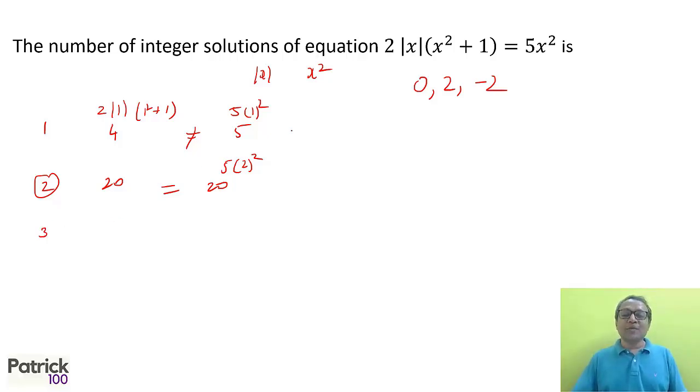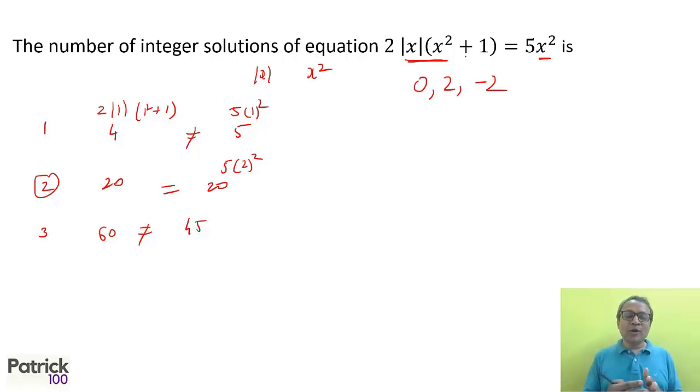If I put 3, 3 squared plus 1 is 10, 10 3s are 30, or 60 on the left hand side. Right hand side becomes 3 squared, 9 5s are 45, not equal. And I realize as I put bigger values, here is almost x cube and here is x squared. The left hand side will increase much more than the right hand side. So none of the future values will be equal.